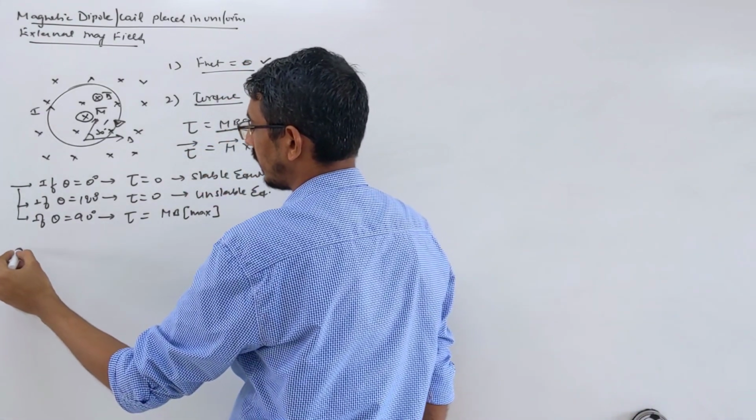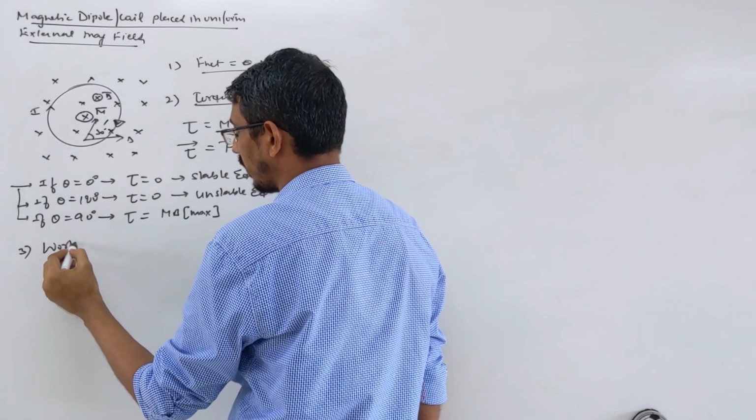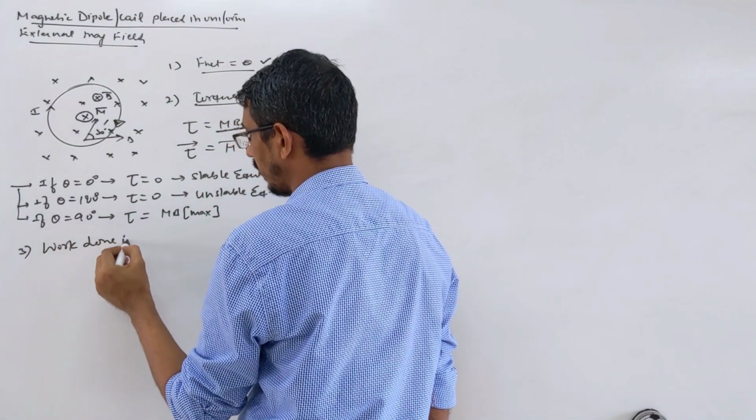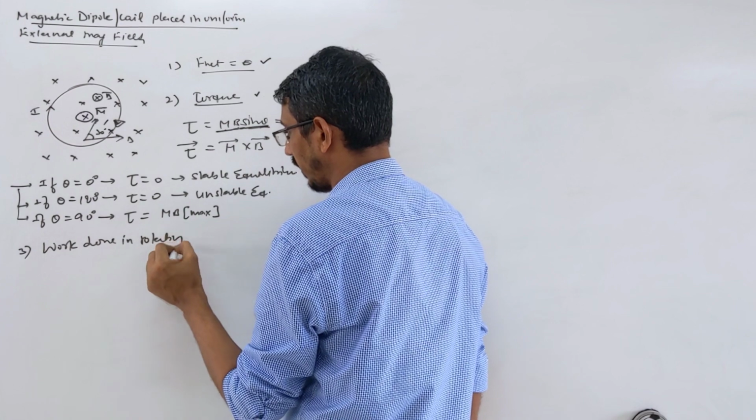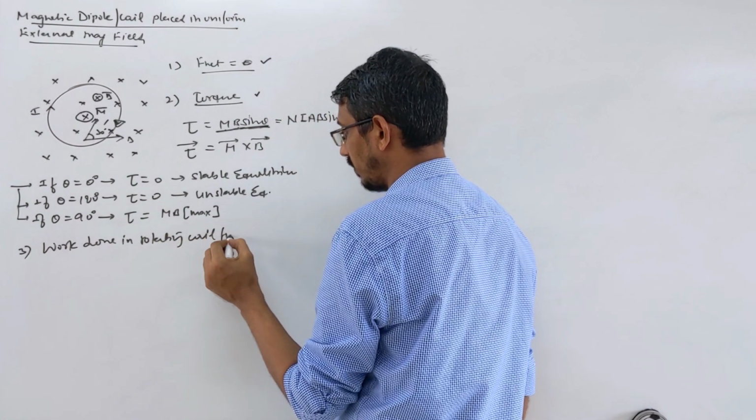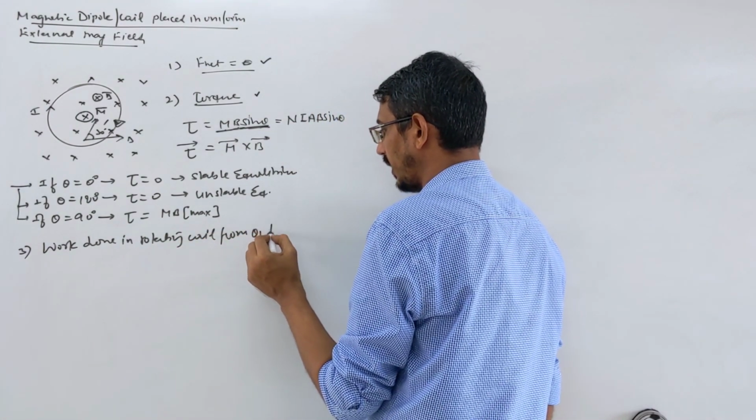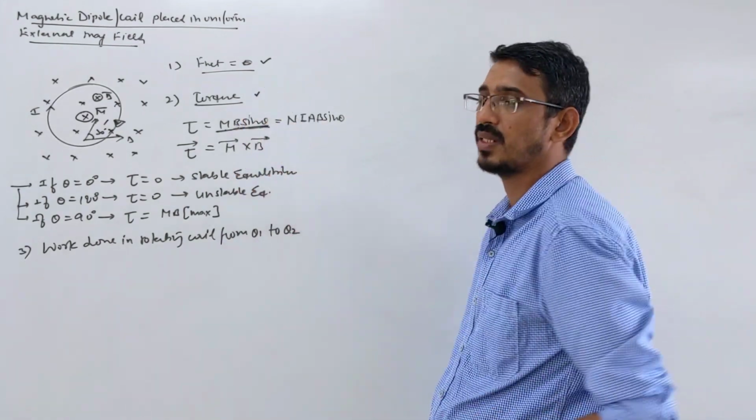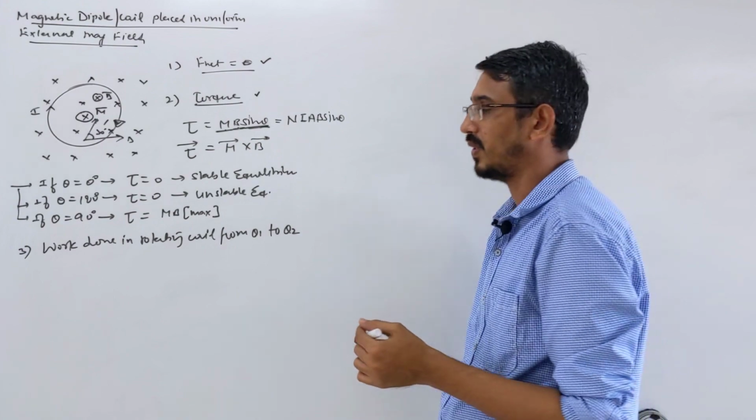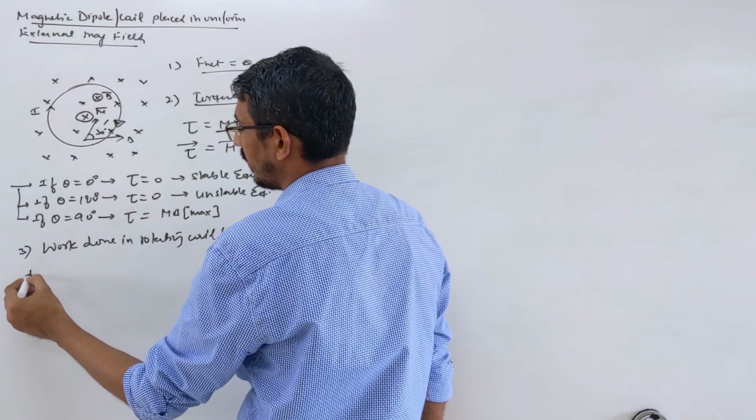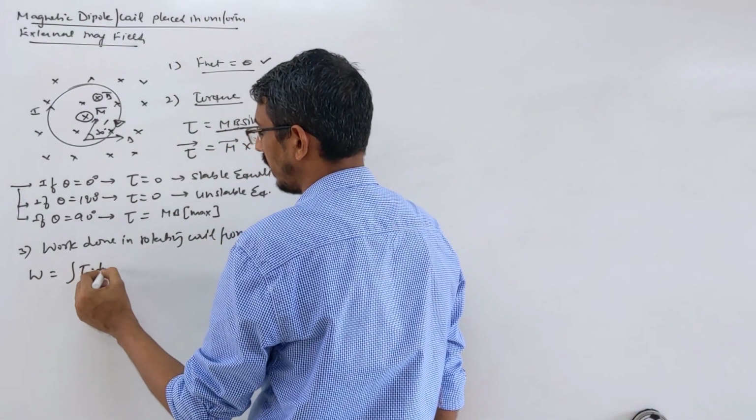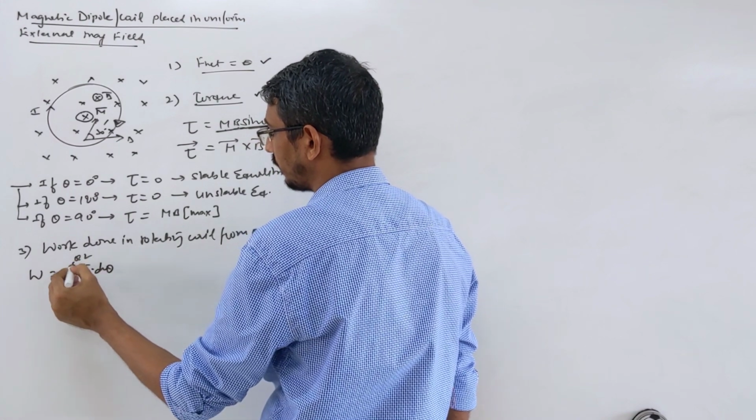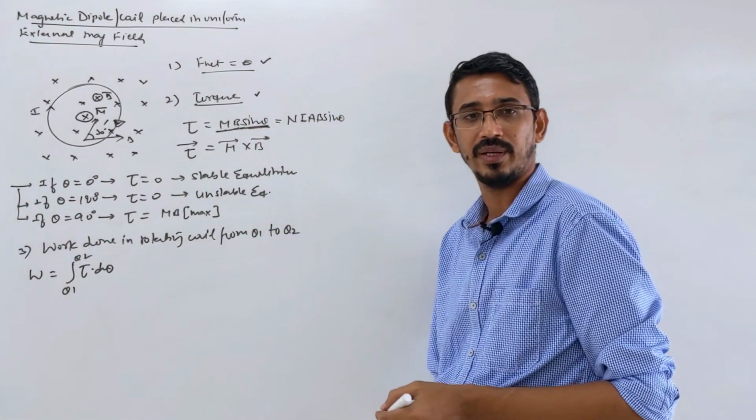The third question they ask is the work done in rotating your coil. Work done in rotating the coil from some initial angle theta 1 to a final angle theta 2. You want to rotate this coil by some angle from initial to final, so how do we write the work done? We write the integration of torque into d theta from theta 1 to theta 2. This formula we have seen in the rotation chapter, right?